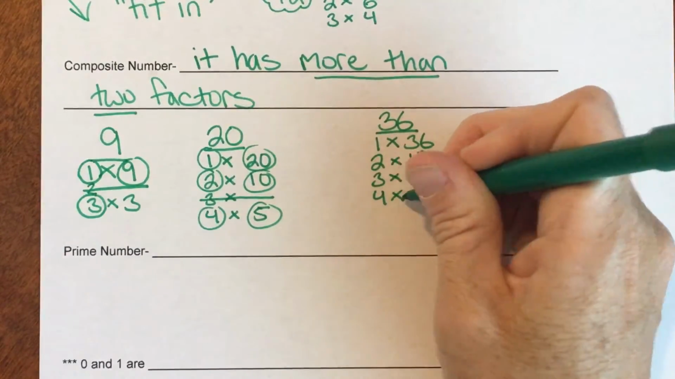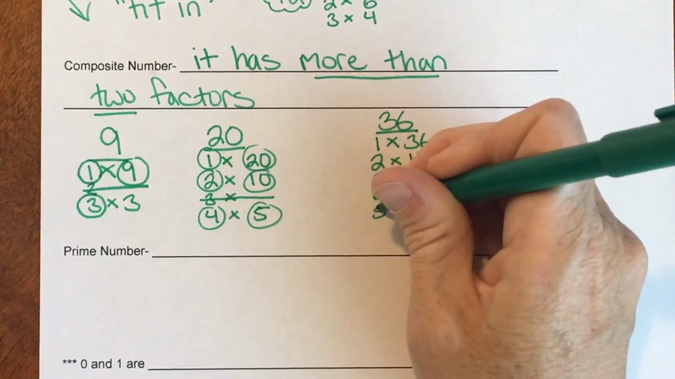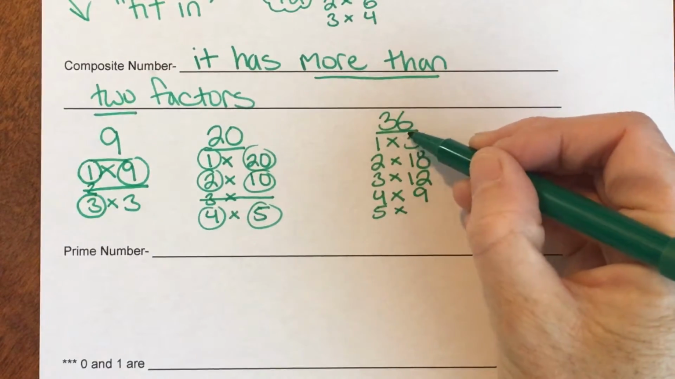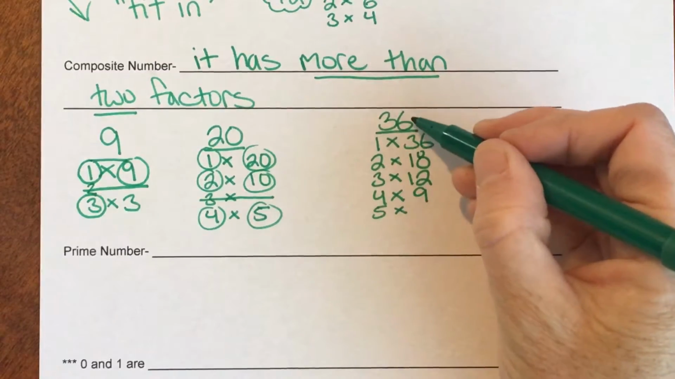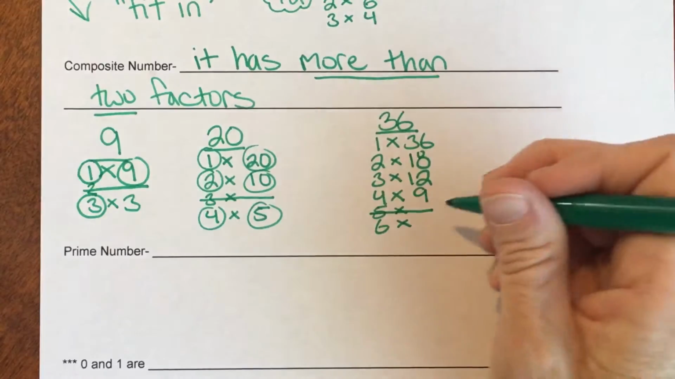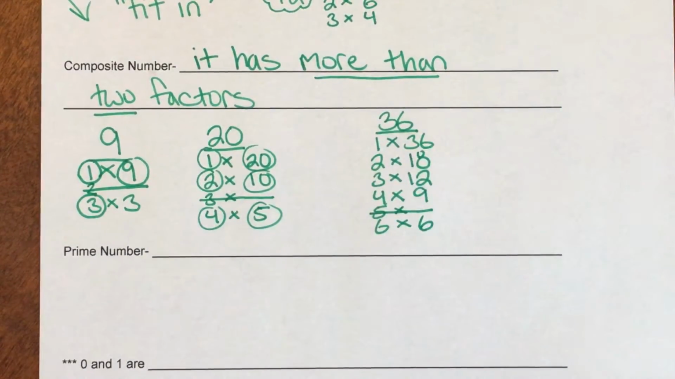I'm going to try 4 next. 4 times 9. I'm going to try 5 next. Ooh, I know 5 doesn't work because we've been talking about that divisibility, and for 5 to work, this would have to be a 0 or a 5. And then I'm going to try 6, and 6 times 6. And since I had a repeat, I'm going to stop.